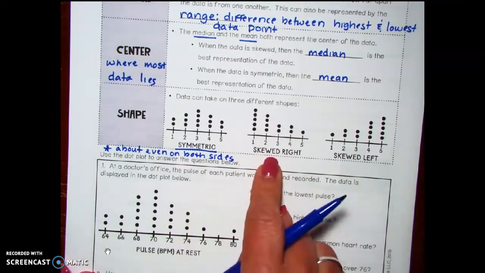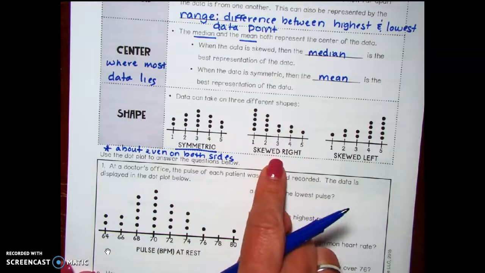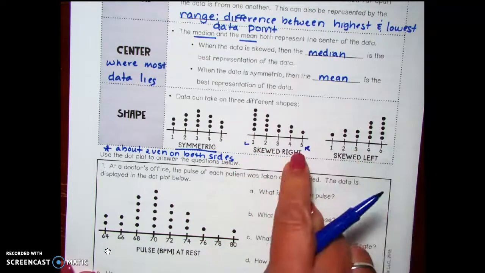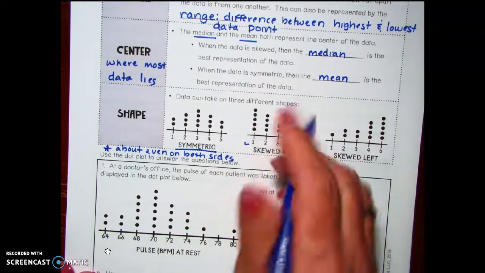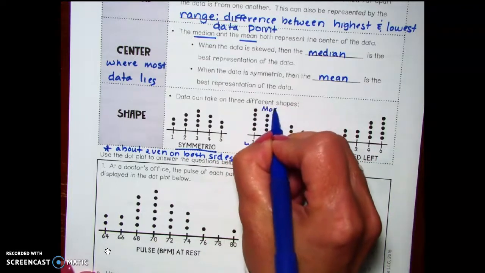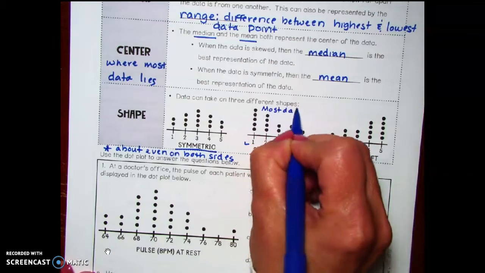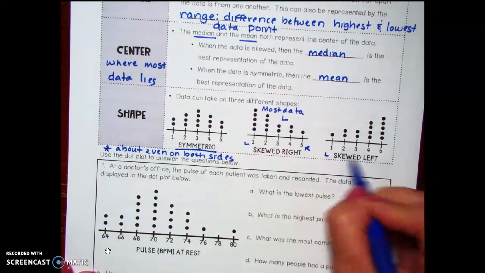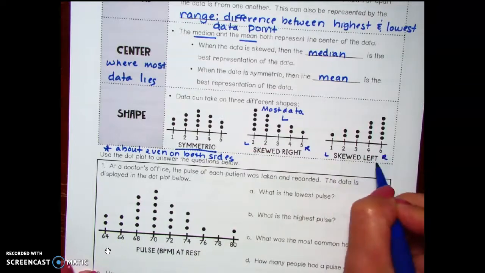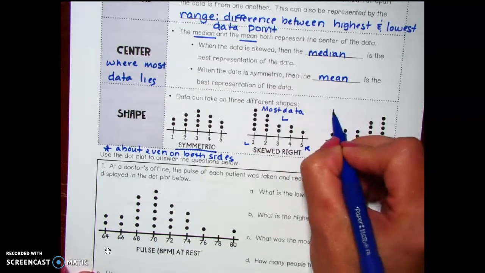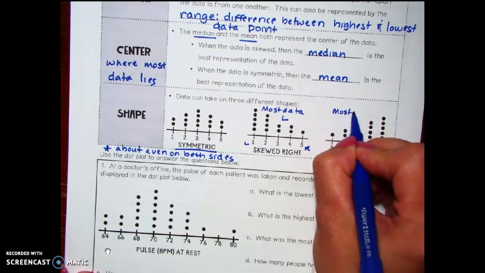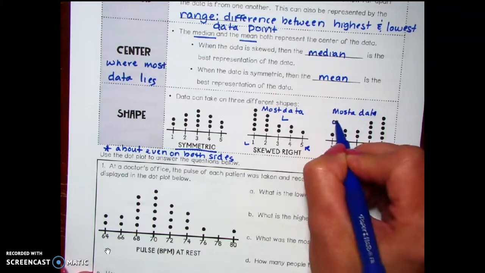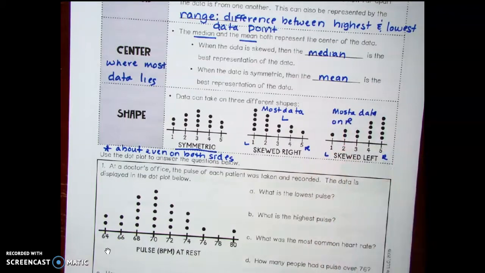Now, look here, we have skewed right, but here is the left and here is the right, but we call this skewed right because most of the data is on the left. Isn't that interesting? Now look here, we still have left and right, but this one is skewed left, although most of the data is on the right.